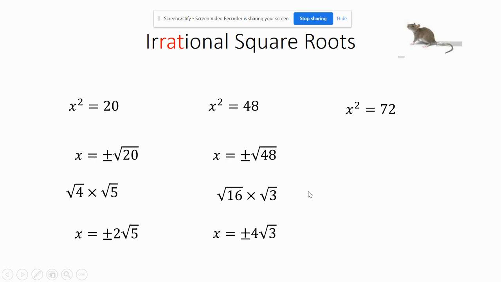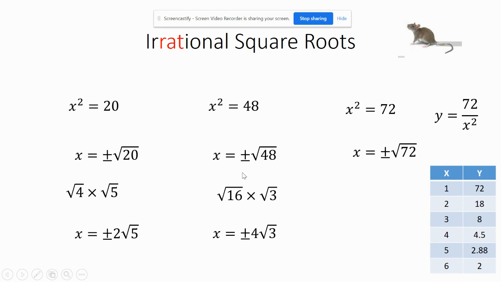So our last one here, 72. Once again, I could have a positive or negative square root of 72. And I can use my table, 72 divided by x squared. And the last one, now I didn't keep writing numbers just for space, but it was 6 and 2. So I know it's 6 square roots of 2, which is the same as 36 times 2.